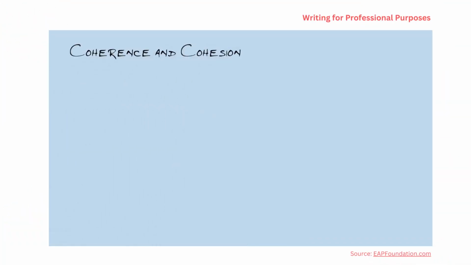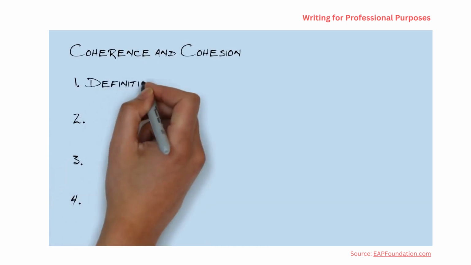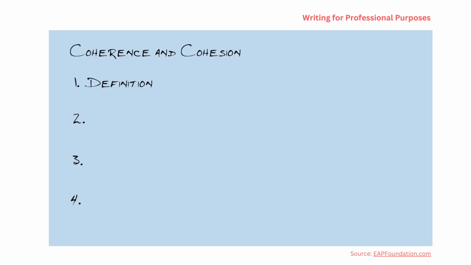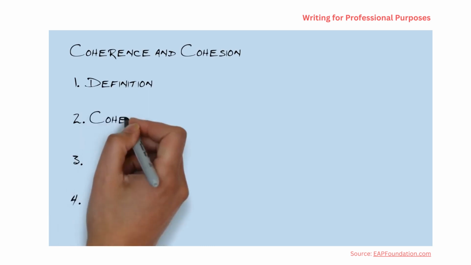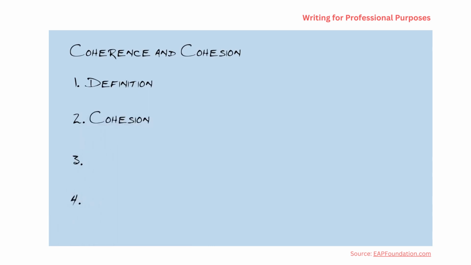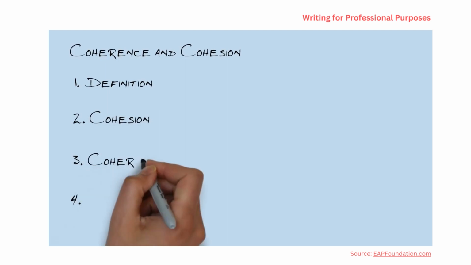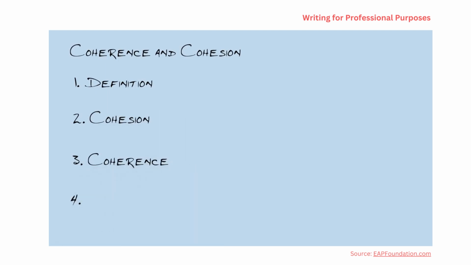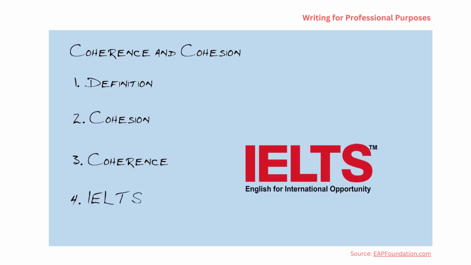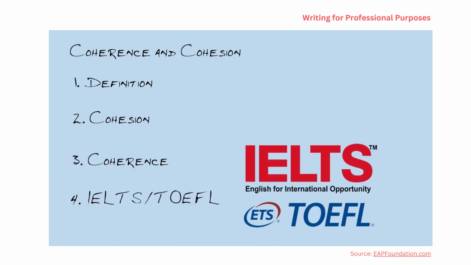So in this video we'll be looking at coherence and cohesion, and I'll be focusing on four different things. I'll begin with a brief definition of those terms so that we can understand what they are, then look in detail at ways to achieve good cohesion, ways to improve your coherence, and finally look at how the IELTS and TOEFL exams grade students' writing for coherence and cohesion. So let's begin with some definitions.